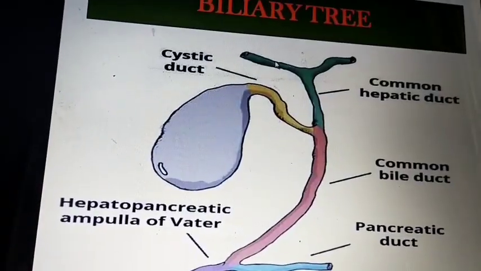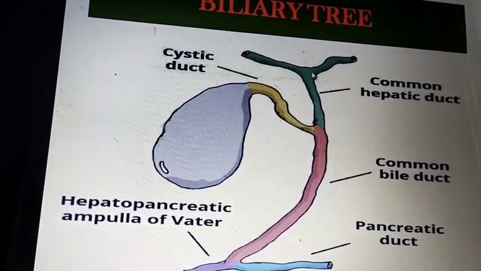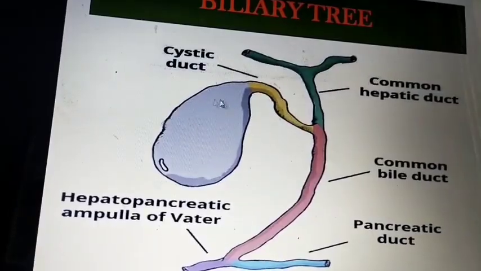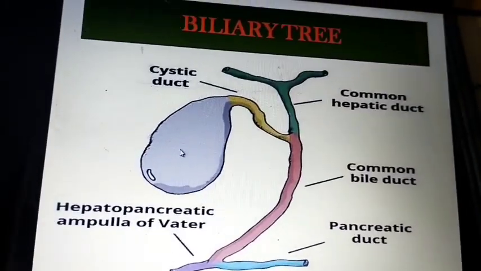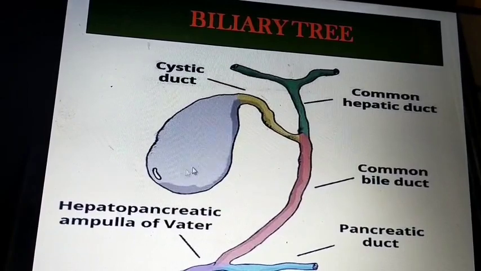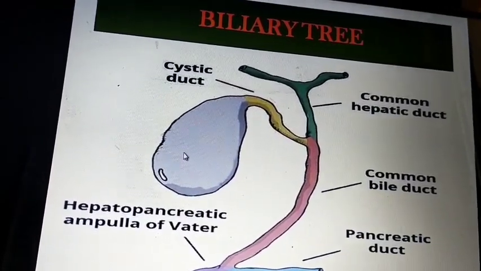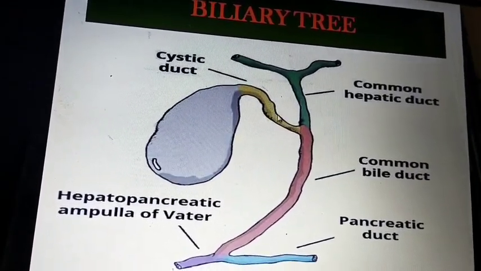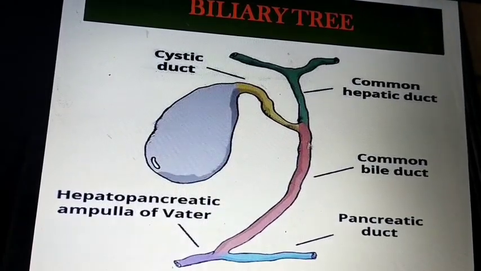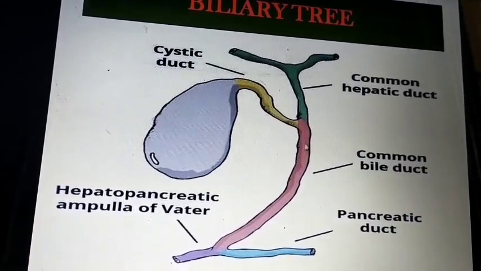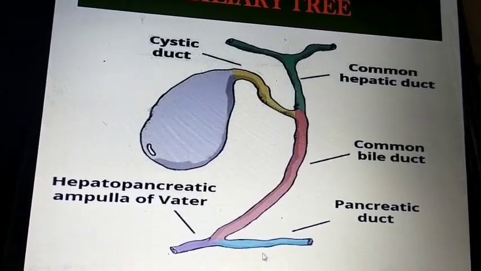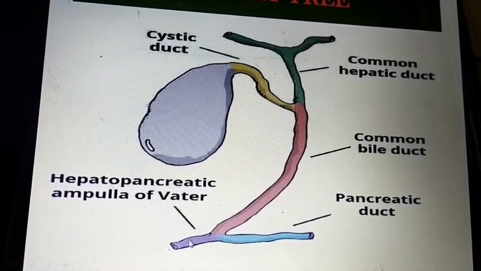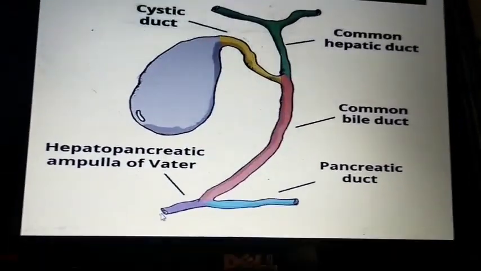These are the common hepatic duct and the right and left hepatic ducts. This is the common hepatic duct, and the bile is stored in the gallbladder. This is a pear-shaped sac or pouch, the gallbladder. The bile is highly alkaline in nature, and it is transferred to the second part of the duodenum by the cystic duct and the common bile duct. The common bile duct and the pancreatic duct join together and form the hepatopancreatic ampulla of Vater, which opens at the second part of the duodenum.